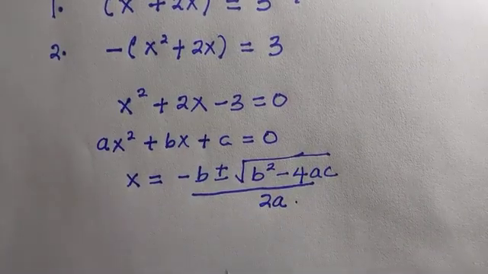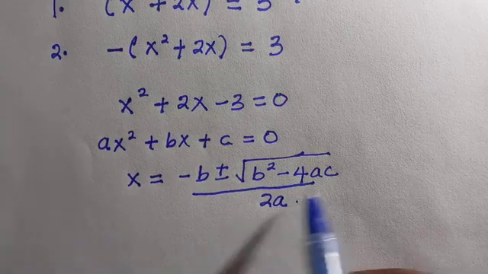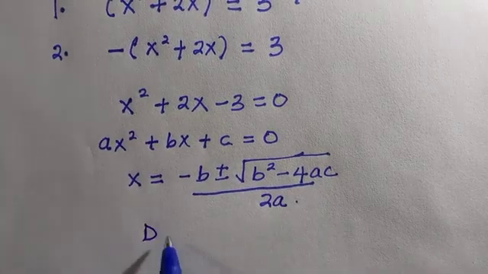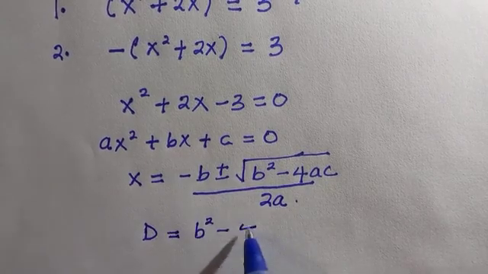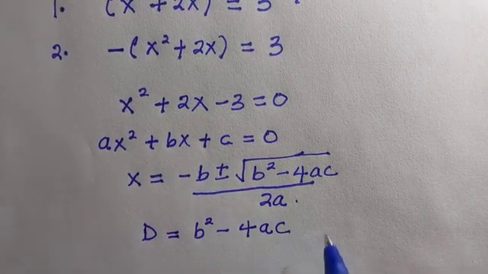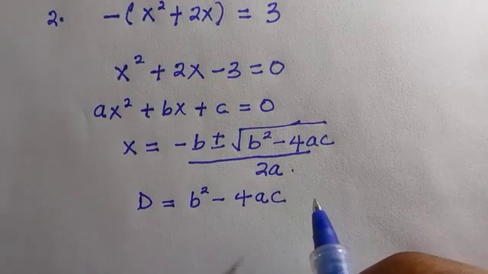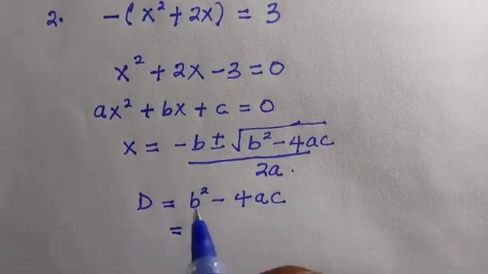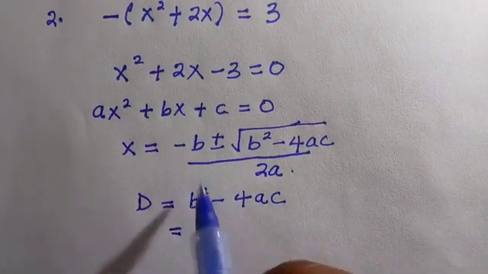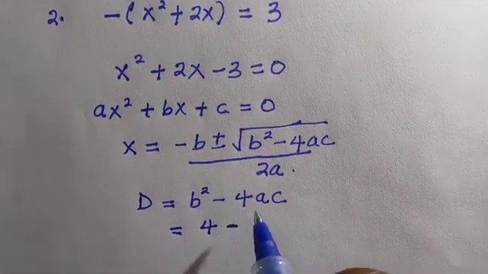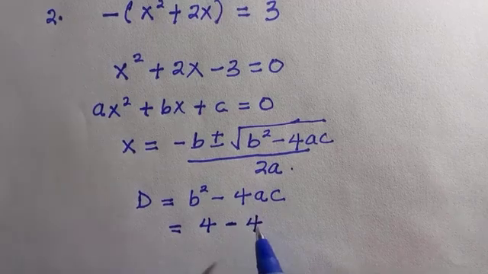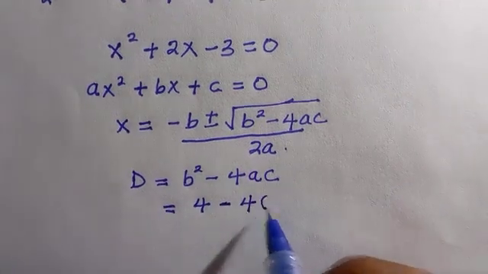And then we know from here we have D equals b squared minus 4ac, which is the one in the root, and D is known as the discriminant. So let's plug in the values of b, a, and c. As b is 2, 2 squared is 4, minus 4, and a is 1, then c is minus 3.